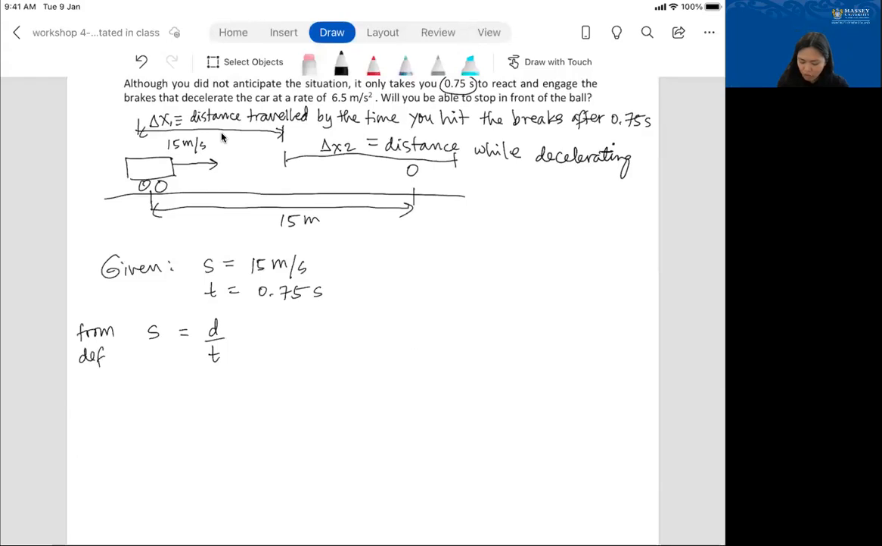From the definition of speed, speed is equal to distance over time. So from here, we can figure out what is the distance d. Delta x would also be equal to distance in this case, because you're moving along a straight line. Displacement delta x is equal to distance. Right, so to figure out d, we have to rearrange this equation here to isolate d.